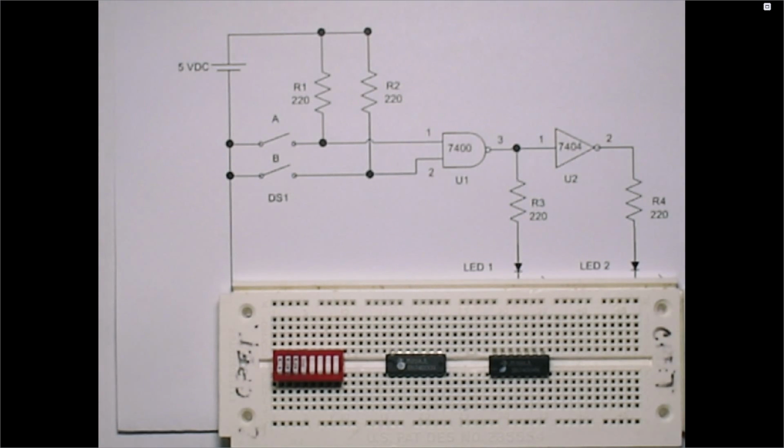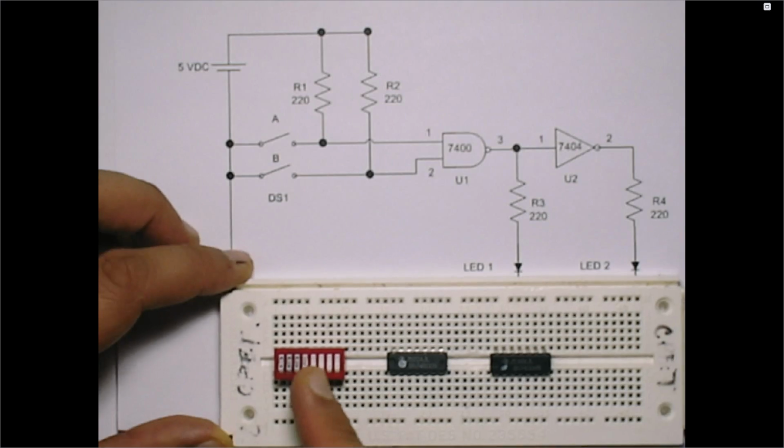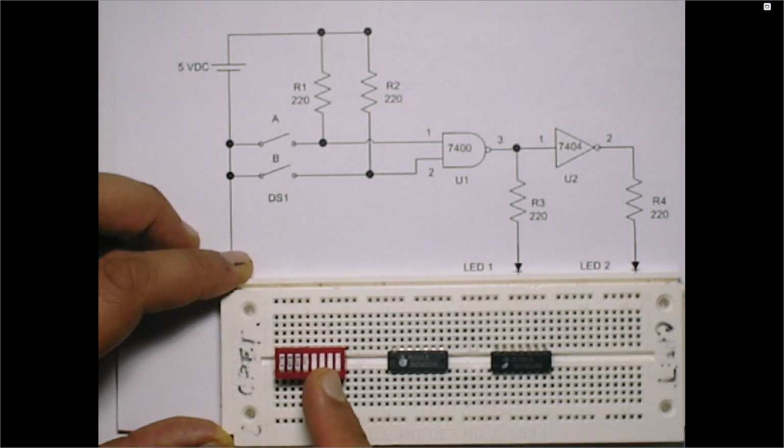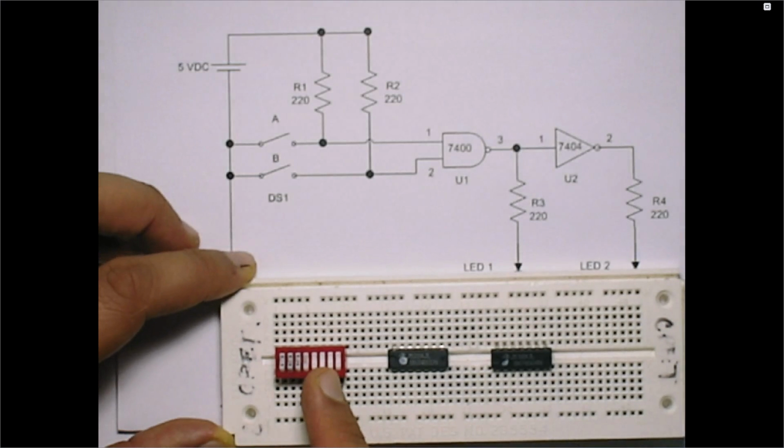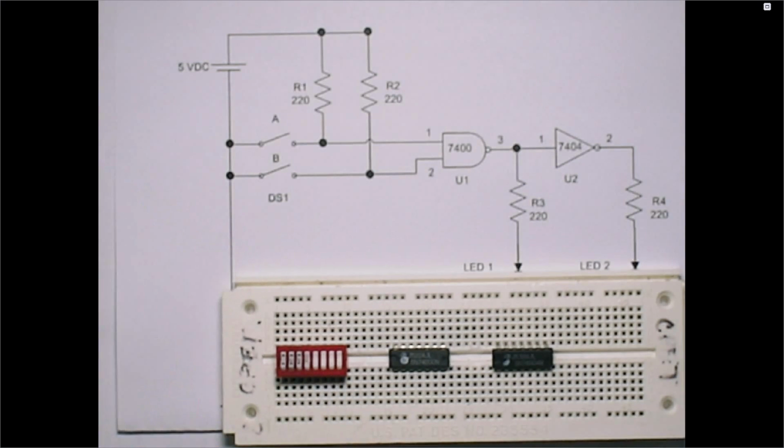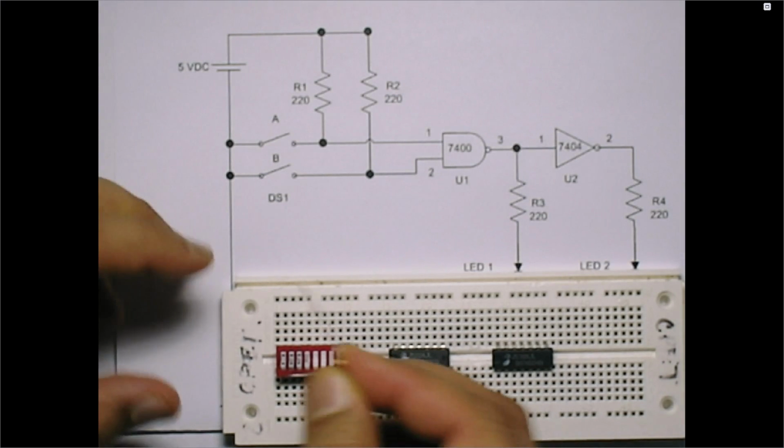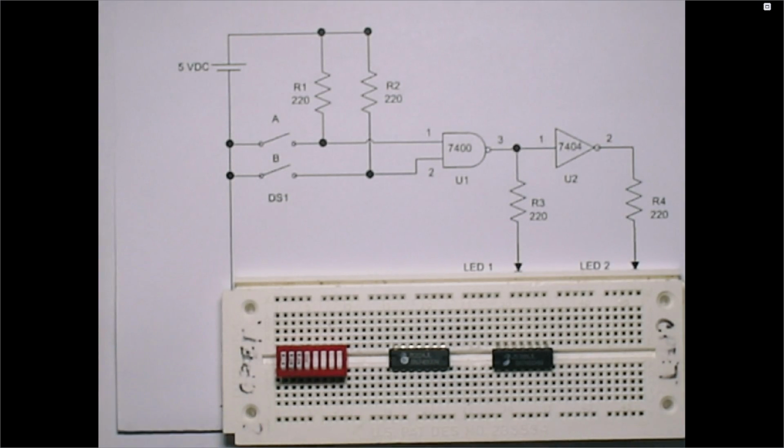Now, how many switches do you have in the red DIP switch? This is called a DIP switch. You actually have 8 switches here, but you need only 2. Which 2 do you pick? Any 2. It doesn't matter. You'll just be choosing any 2. Let's say I'm choosing the first 2, number 1 and number 2. It doesn't have to be number 1 and 2, right?